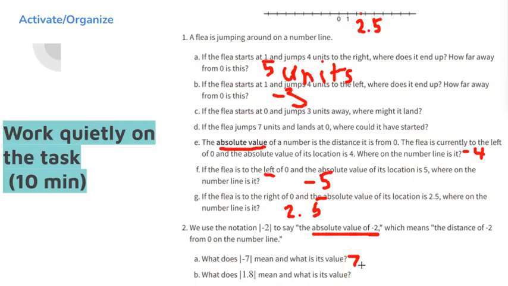That's its absolute value is 7, but that means that we're talking about that it's 7 units away from 0. What about here? What does 1 8/10 mean, and what is its value? Well, the absolute value of 1 8/10 is 1 8/10, and that means that it is to the right of 0. Again, when we're talking about absolute value, we're not talking about whether it's positive or negative. We're talking about where it is in relation to that 0.